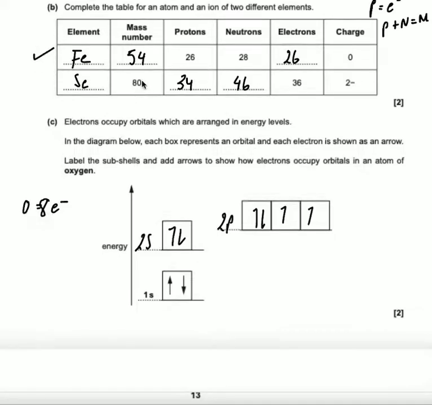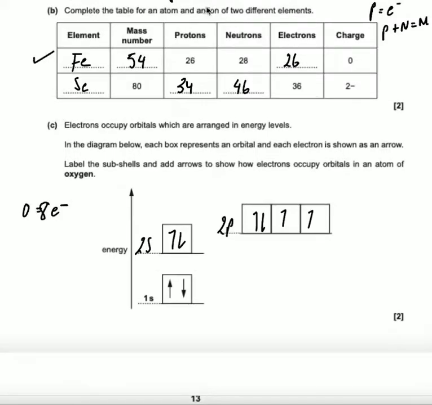Now, the second row, we've got the mass number, we've got the electrons, we've got the charge. Now it tells us this is an ion. So we have 36 electrons, but we have gained 2 electrons. That means that the original number of electrons is 34, and that is equivalent to the number of protons, so 34 protons. We know that protons plus neutrons gives us the mass number, so the mass number minus the number of protons will give us the number of neutrons, which we get as 46.